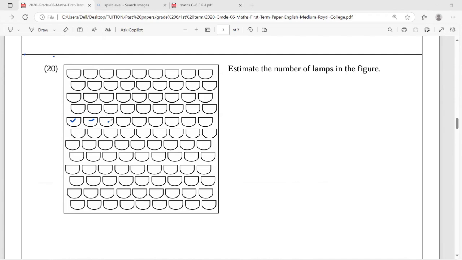Let's say 1, 2, 3, 4, 5, 6, 7, 8, 9. There are 9. Okay. And then how many lines do you have? 1, 2, 3, 4, 5, 6, 7, 8, 9, 10, 11, 12. So you have 12 nines. Okay, then I can multiply 9 into 2 is 18. 9 into 1 is 9. 9 plus 1 is 10, so you can write 108 lamps. So this will be the estimation. Actually, this works, right?